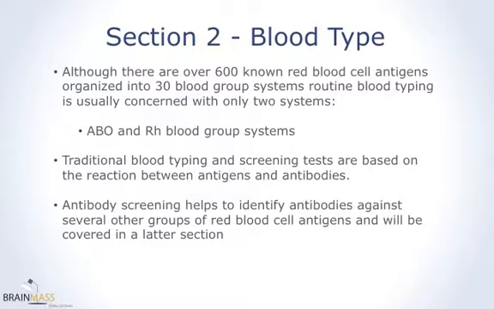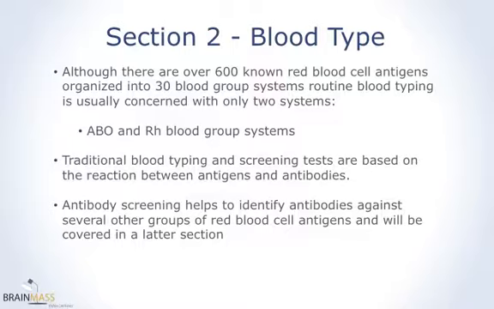As we move to Section 2, we should note that there are about 30 different blood group systems, and they contain over 600 known red blood cell antigens. For our intents and purposes, we are only concerned with two for the blood type. The ABO system and the Rh system is how we essentially get our blood type.